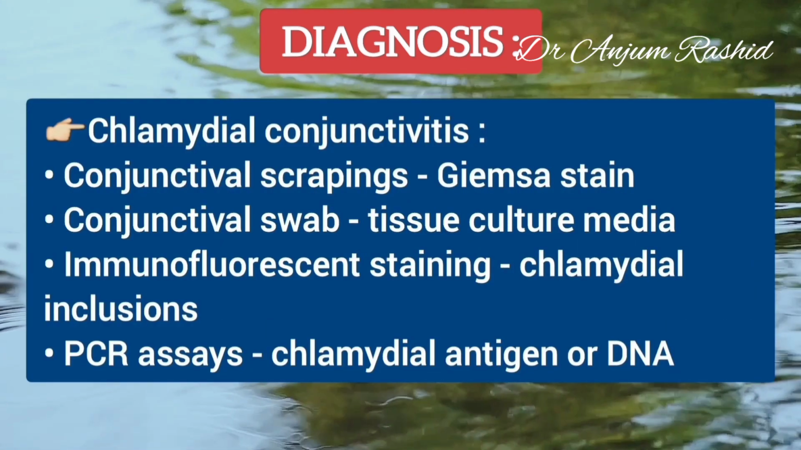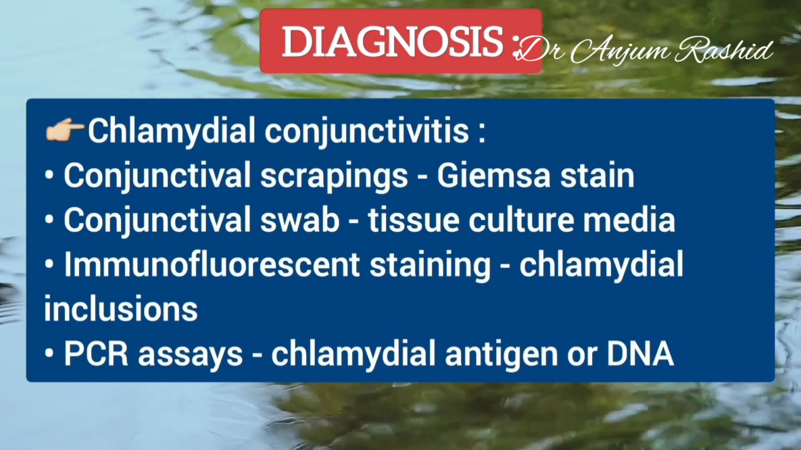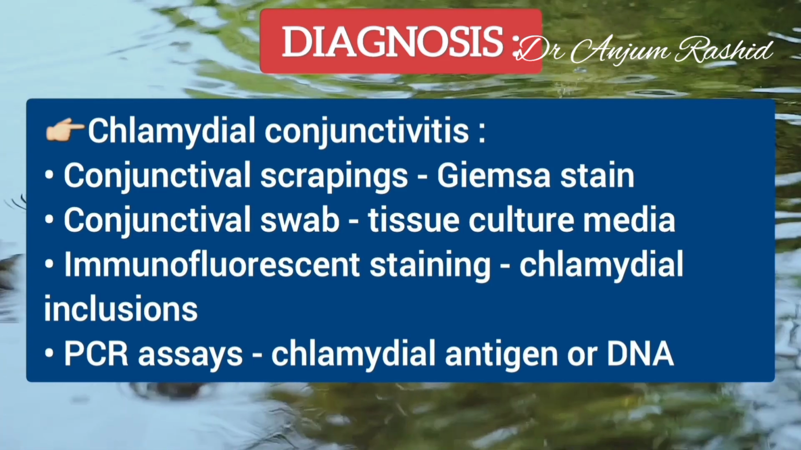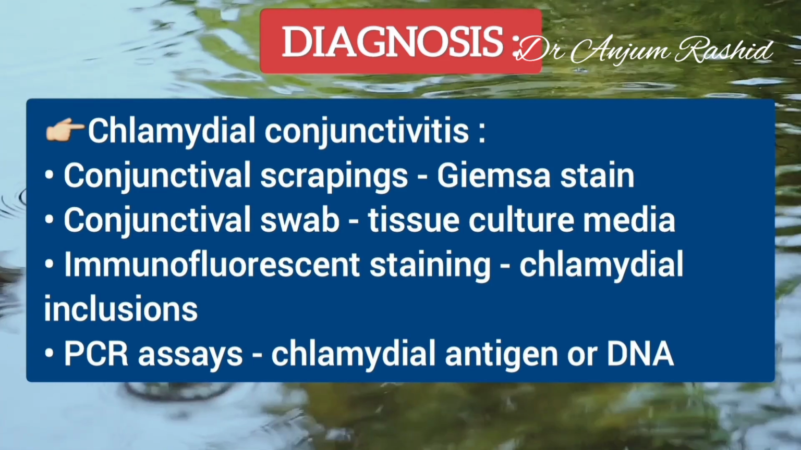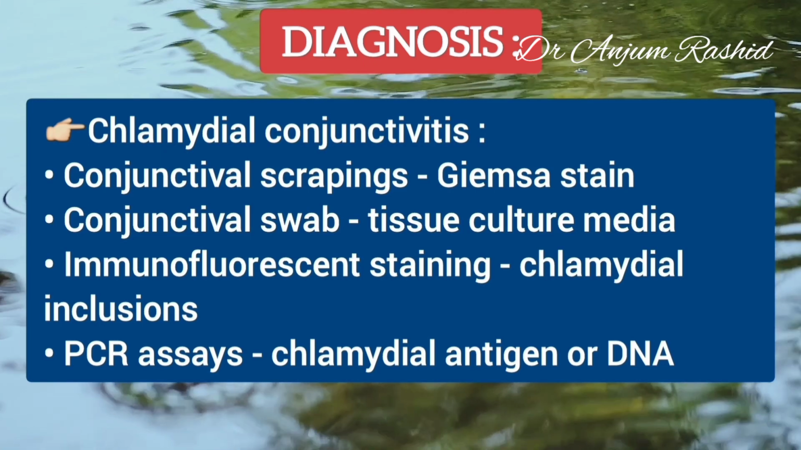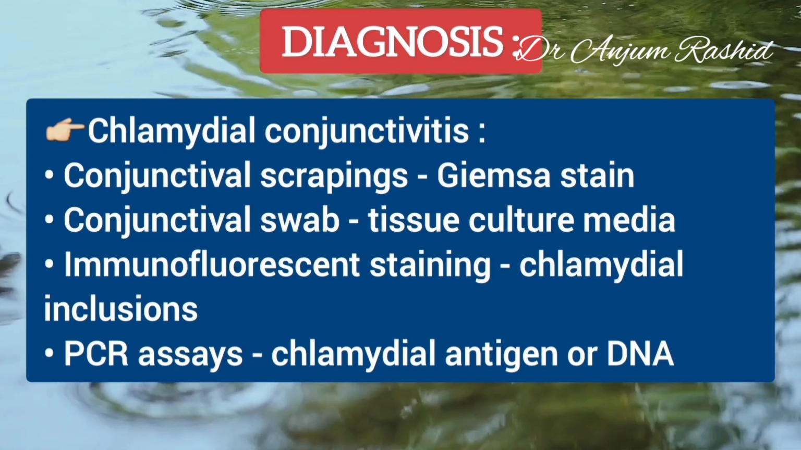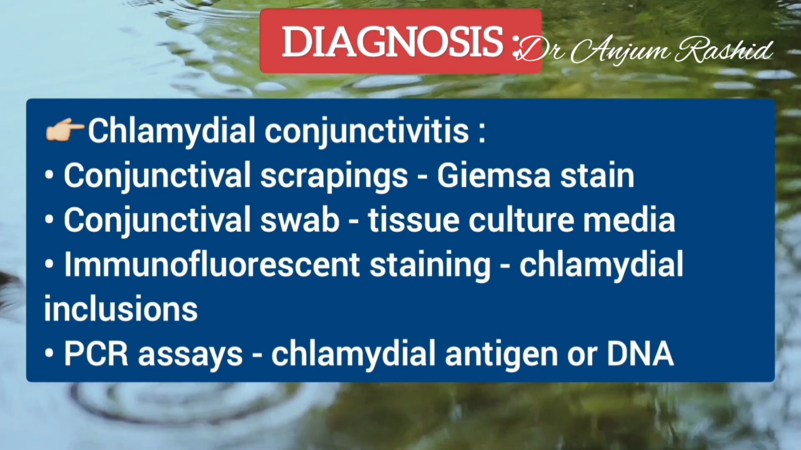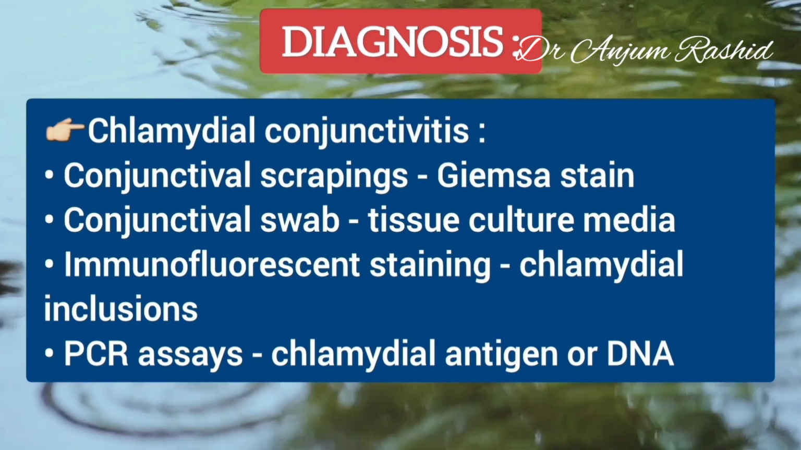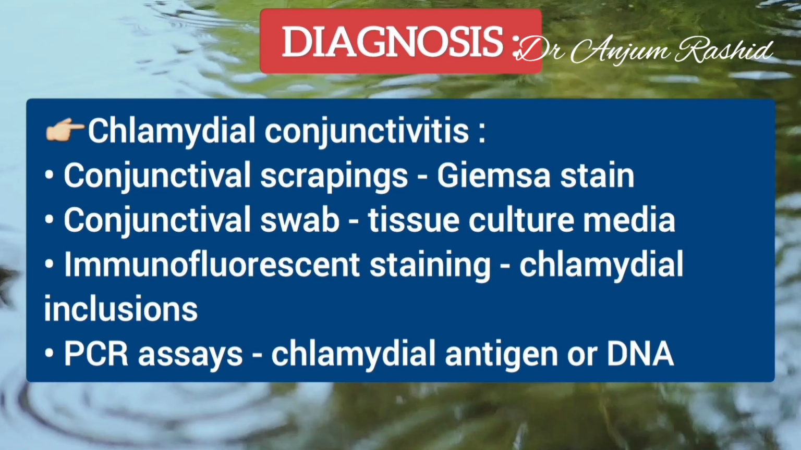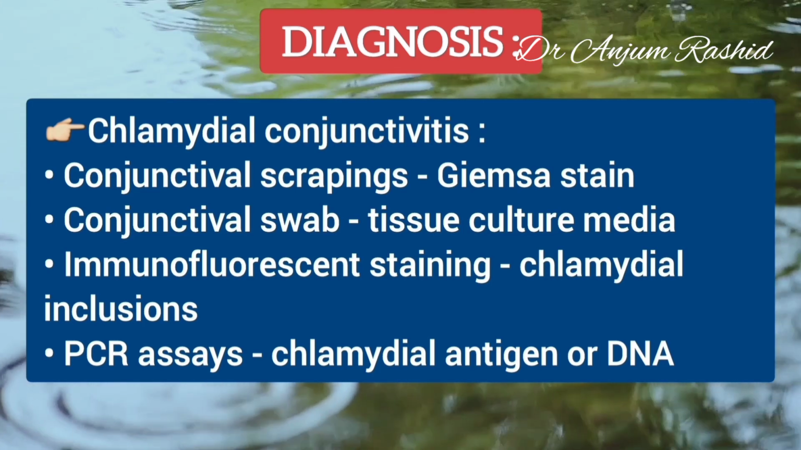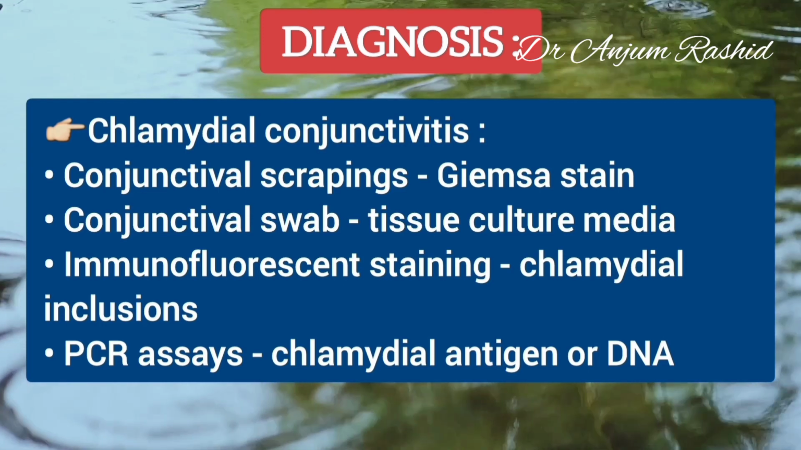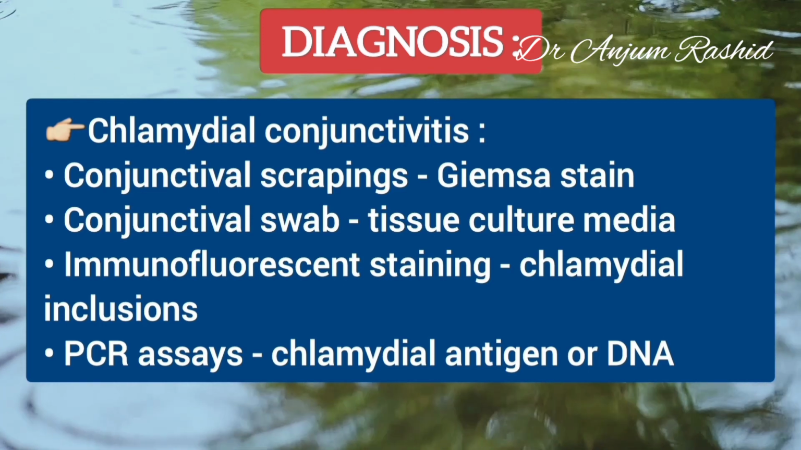In chlamydial conjunctivitis, conjunctival scraping from the tarsal conjunctiva should be examined by Giemsa stain. Chlamydia can be isolated from a conjunctival swab using special tissue culture techniques. Also, immunofluorescence staining of the conjunctival scraping can be done for chlamydial inclusions, or detection of chlamydial antigen or DNA can be done by PCR assay. But these are expensive tests and they are not readily available.